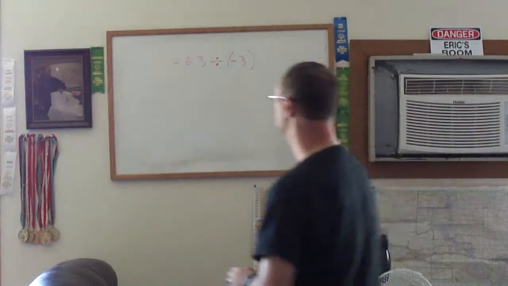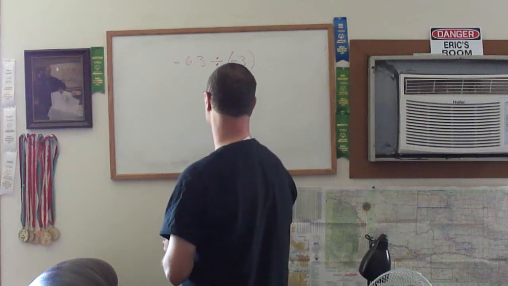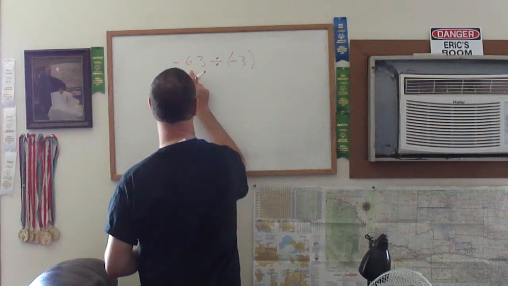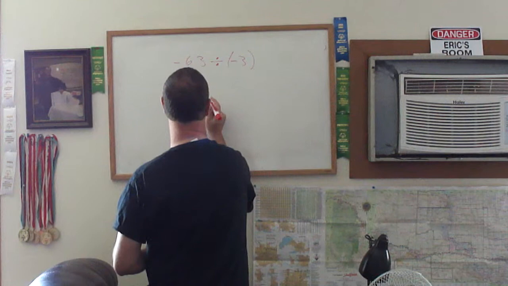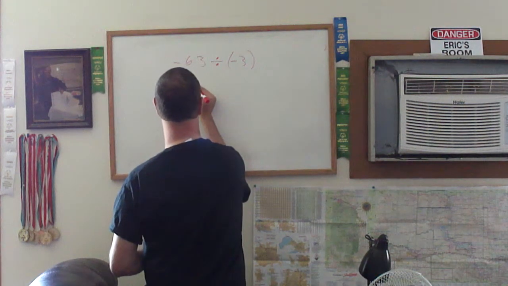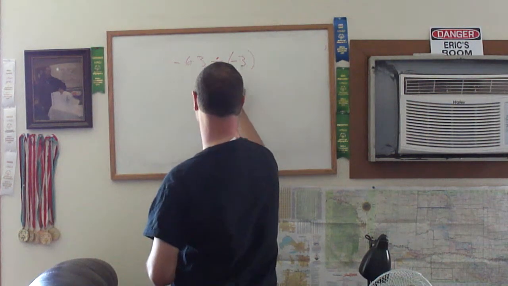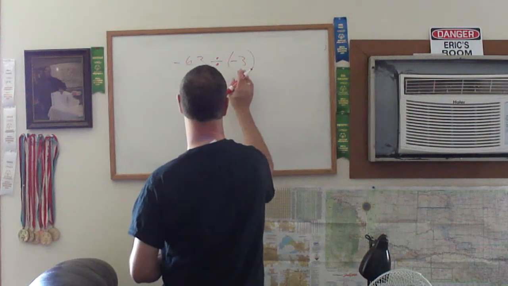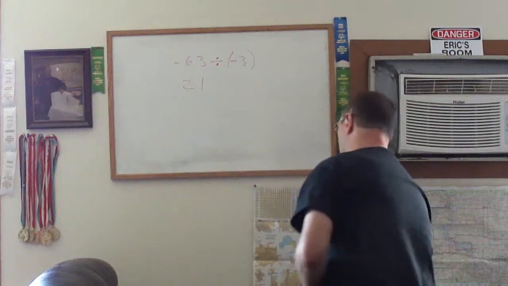Alright, now we got a tiny bit tougher one. But we know what the answer is going to be. We know the answer is going to be positive. So negative 6 times negative 3 is positive. That's easy, and this one is easy as well, so the answer is going to be 0.1.